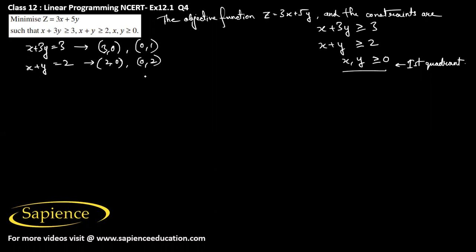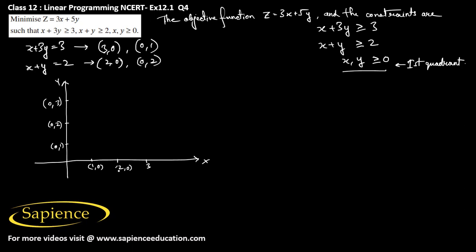Okay, so let's draw. So this is the y-axis, this is the x-axis, and this point is suppose 1, this point is 2, this point is 3. So this point is 0, 3, this is 0, 2, this is 0, 1, this is 1, 0, this is 2, 0, this is 3, 0.